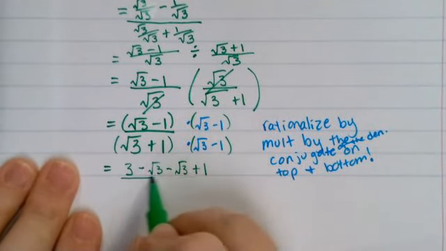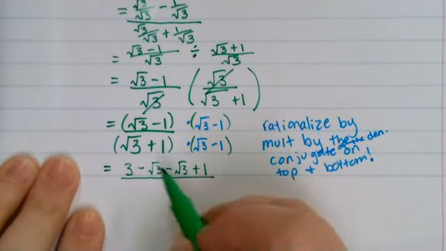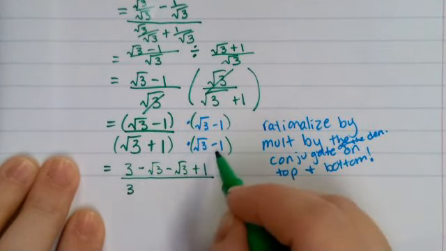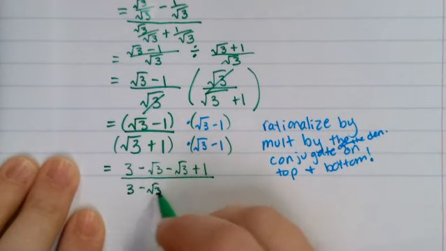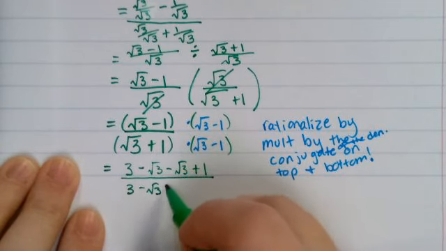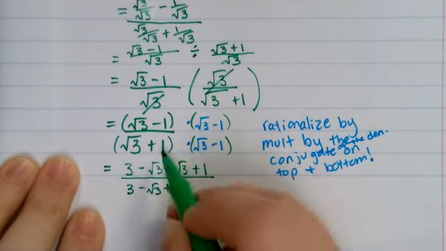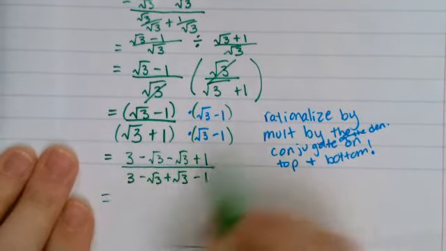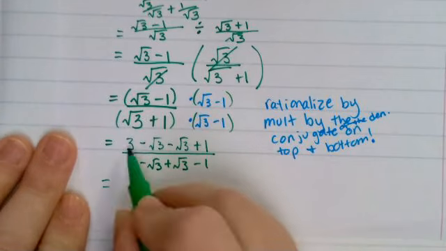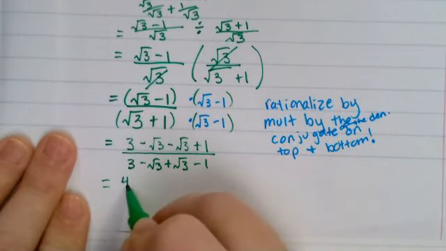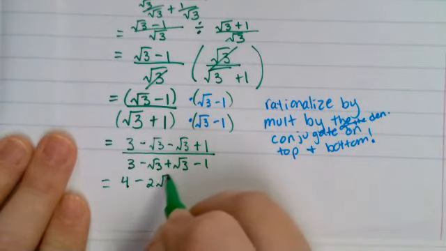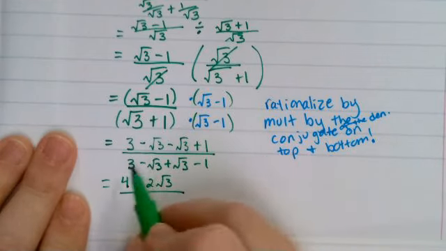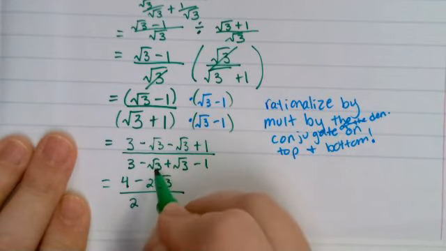That is the numerator. On the denominator, we have square root 3 times square root 3 is 3. Square root 3 times negative 1 is negative square root of 3. 1 times square root 3 is a positive square root 3. And 1 times negative 1 is negative 1. Combine. So all of this is just algebra. 3 plus 1 is 4, minus 2 square roots of 3, all over 3 minus 1 is 2.